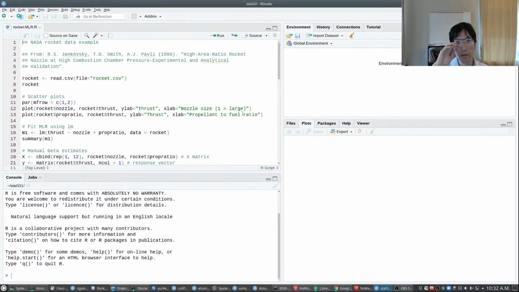Okay, so we will begin today by revisiting the rocket data that I showed you on the board about a week ago. And so I will walk you through the analysis in R. The data file is posted on Learn. It's called Rocket. It's a CSV file. Okay, so as I mentioned, the data comes from experiments in the late 90s. And so we're going to first load this into R.